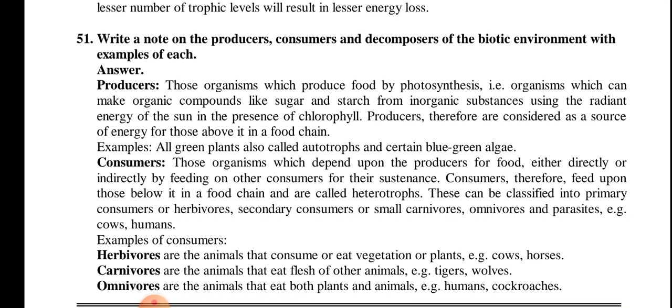Examples of the consumers. Herbivores are the animals that eat vegetation or plants. Example, grass, cows and horses. Carnivores are the animals that eat flesh or other animals, like tigers and wolves. Omnivores are the animals that eat both plants and animals, like humans and cockroaches.